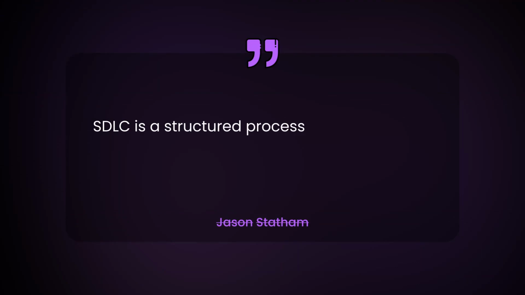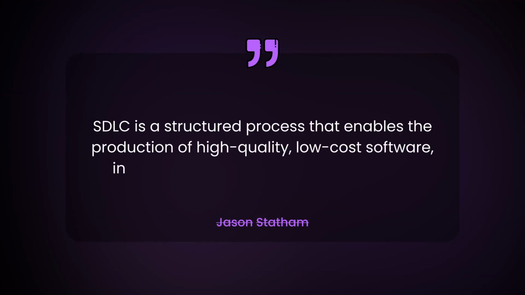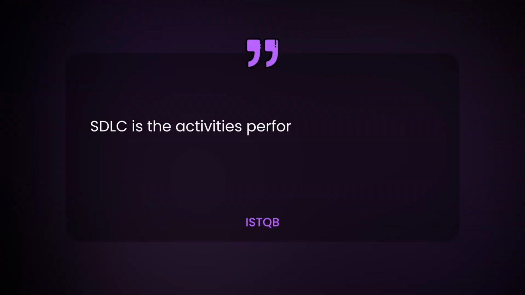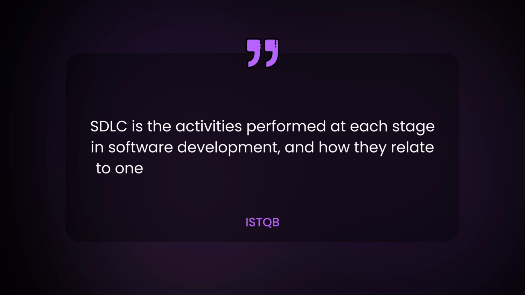And now I propose to read the definition of the SDLC. SDLC is a structured process that enables the production of high-quality, low-cost software in the shortest possible production time. And the second definition will be from ISTQB, as usual. SDLC is the activities performed at each stage in software development and how they relate to one another, logically and chronologically. So you got it. SDLC is a process that consists of different stages, and now we will talk about them.